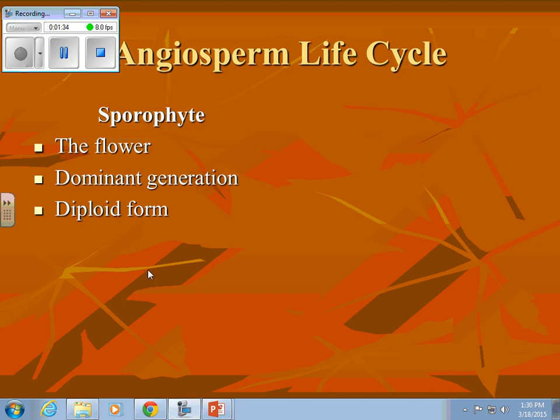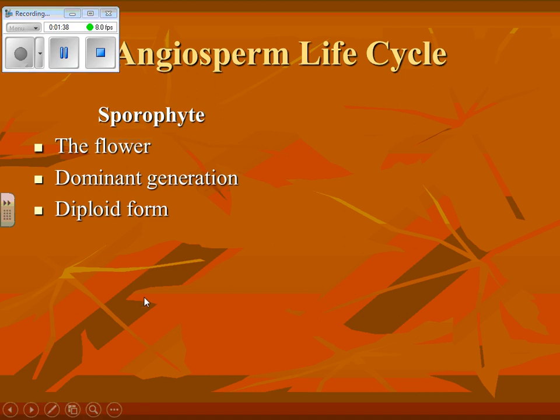This is the dominant generation in angiosperms. It is a diploid form of the plant. Diploid meaning it has the full number of chromosomes, and it's represented by 2N when you see it written. And this sporophyte is the result of a union of the gametes. So that means that earlier in the life cycle there was a sperm and an egg, and when they combined, it made a zygote, which led to this sporophyte part of the life cycle.